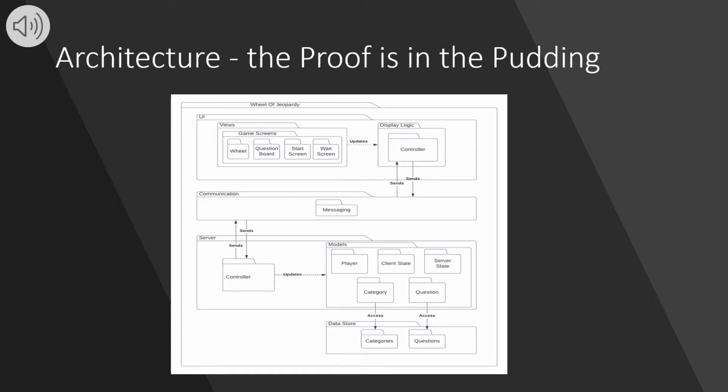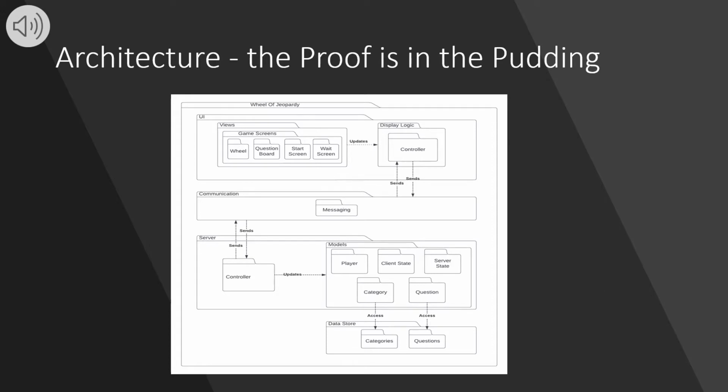Here you will see a package diagram illustrating the high-level architecture of our Wheel of Jeopardy application. We have divided our application into 4 main components. We have the graphical user interface, the communication layer, the server, and the data store.